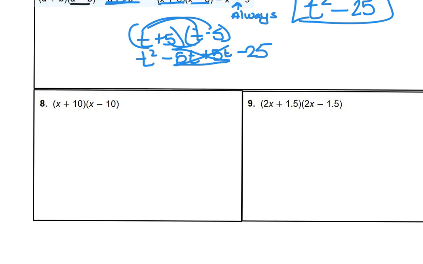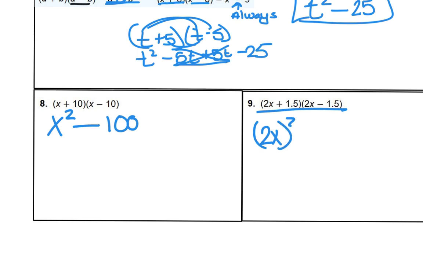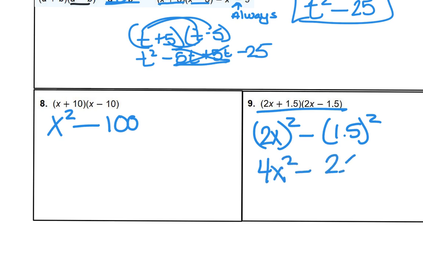All right, they're the same. It's just one is plus and one is minus. So square the x, always a minus. Square 10, 100. Okay. Square the x, so 2x squared minus 1.5 squared. So it would be 4x squared minus 2.25.